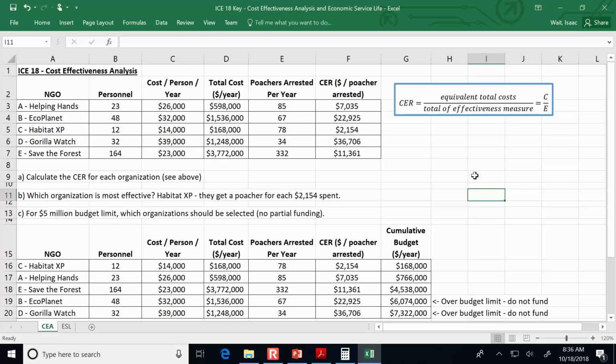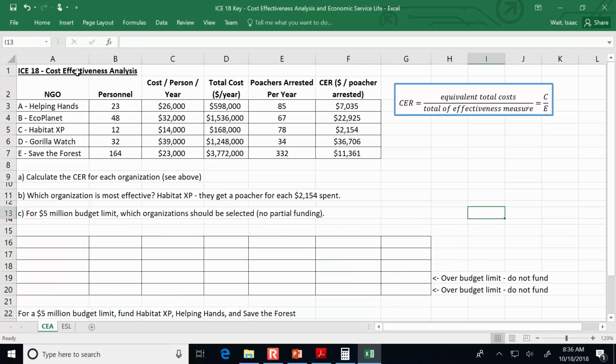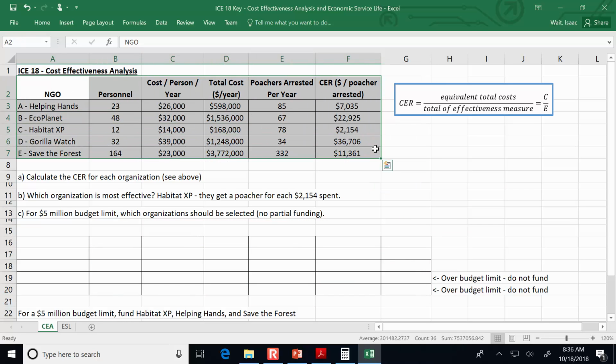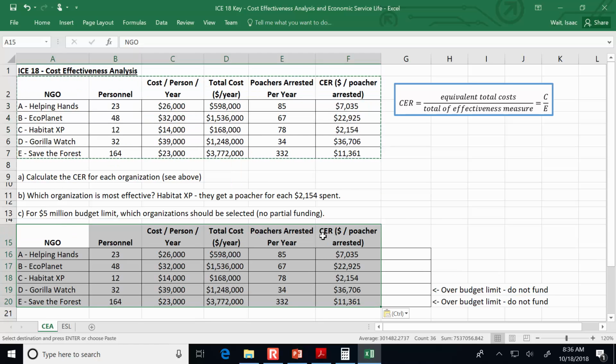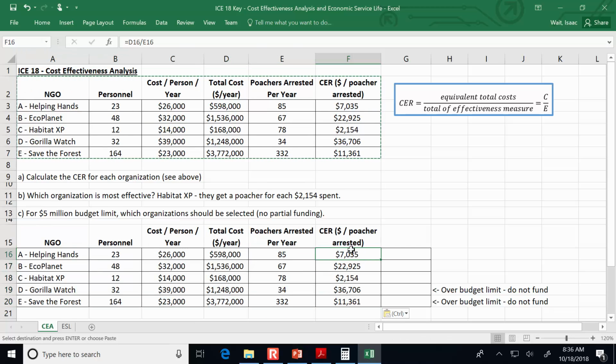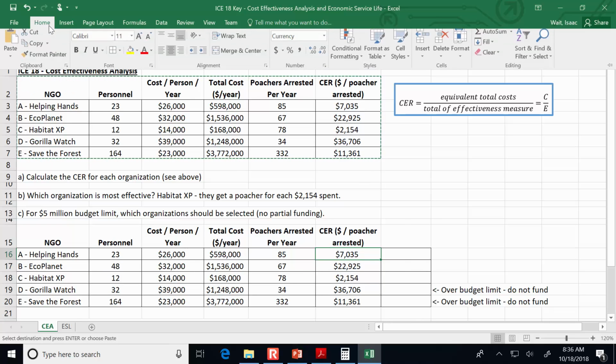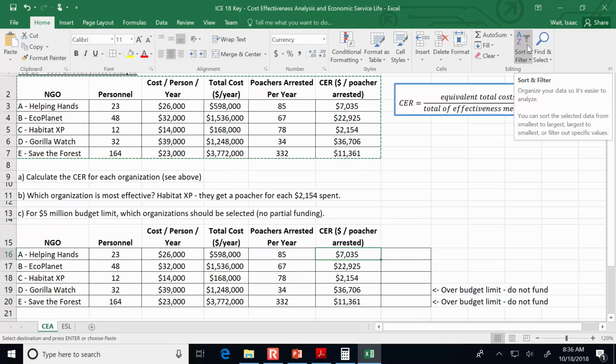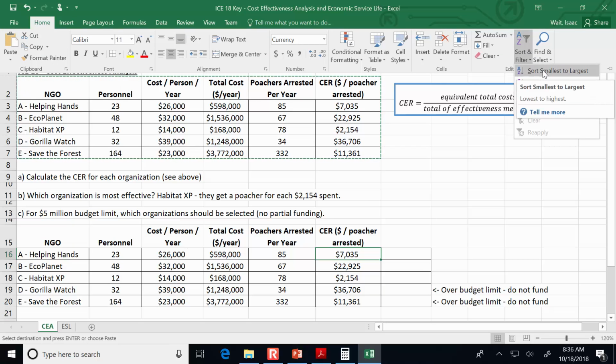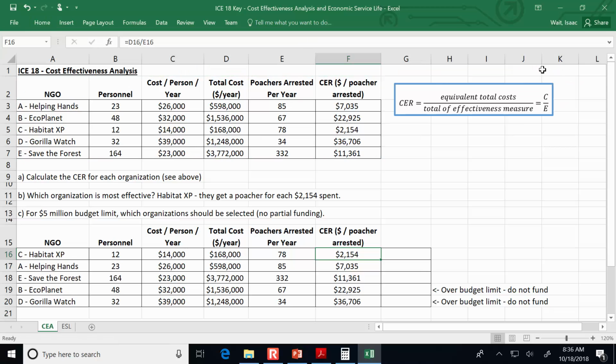So maybe most of you weren't watching. There's a sort tool that's pretty handy. Let me delete all this and show you the sort tool. You just copy the whole thing, Control C to copy, Control V to paste, and so it's in its original order right now. What I want to do is sort, have the most efficient at the top, the least efficient at the bottom. Up here in the ribbon, there's this sort and filter button, and we want smallest to largest. When I click that, you'll notice that it sorts them: Habitat XP at the top, Gorilla Watch at the bottom, and it's gradually in order from there.